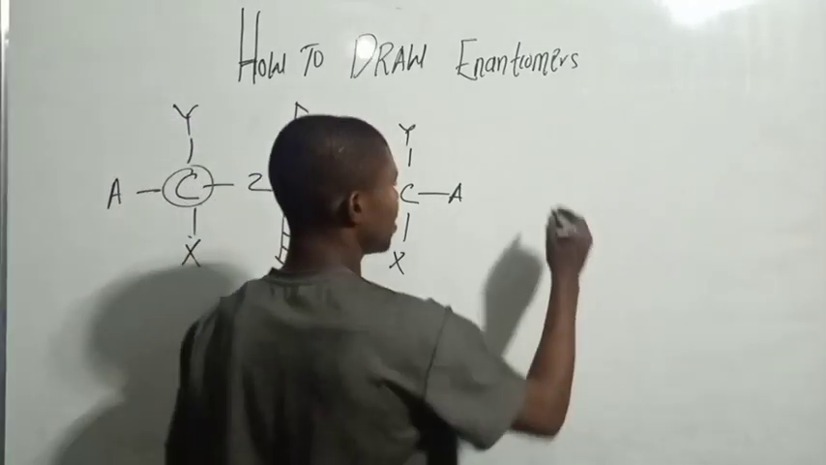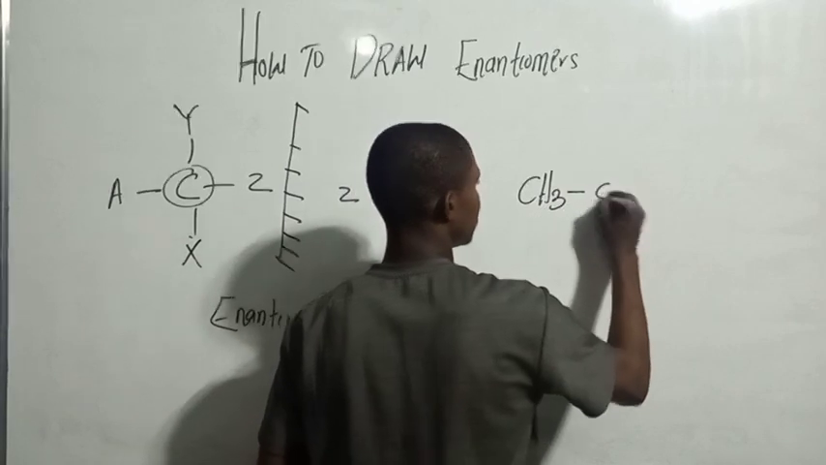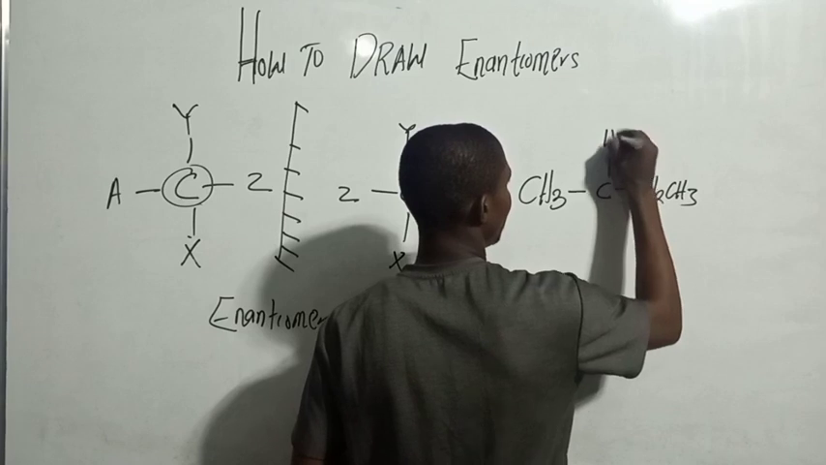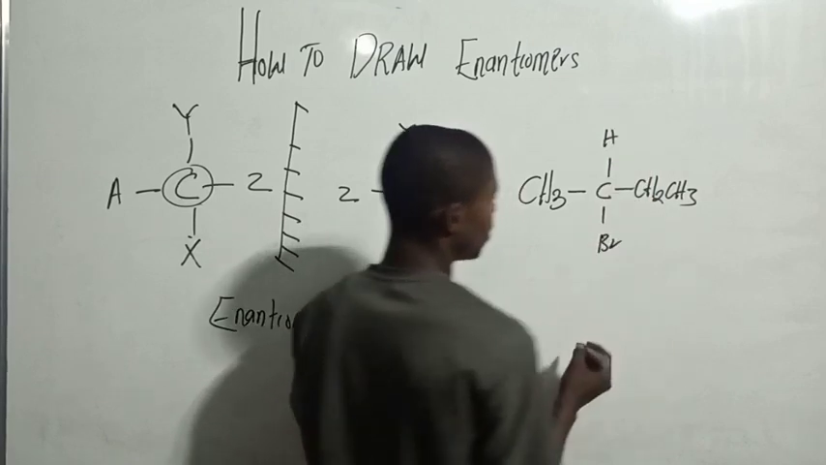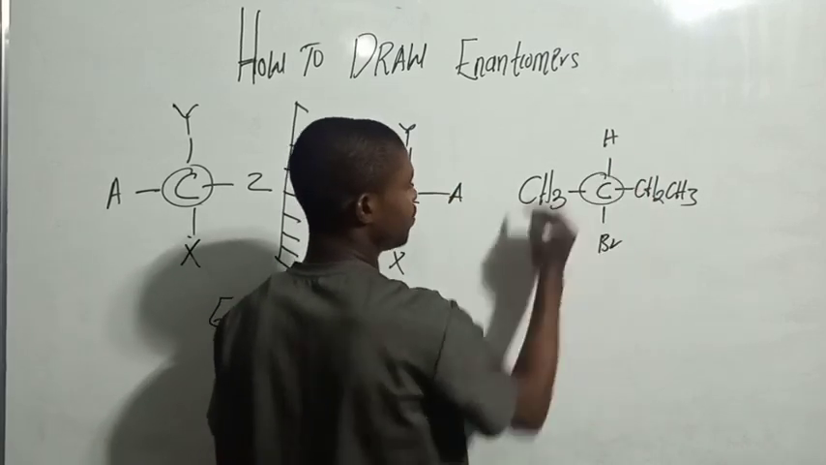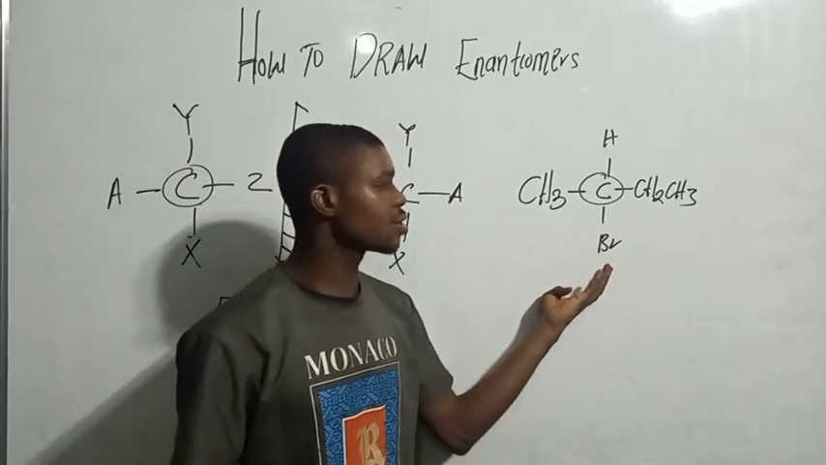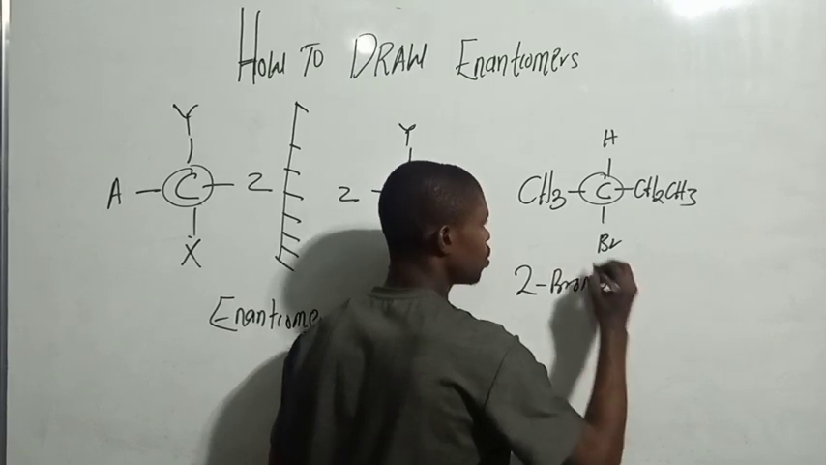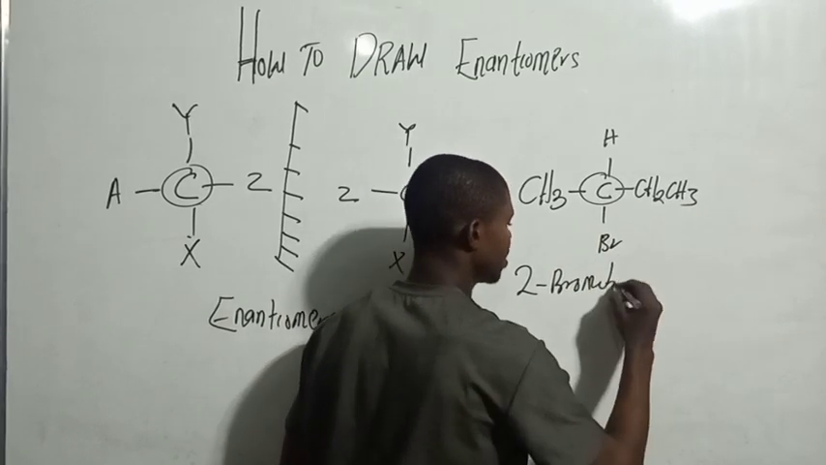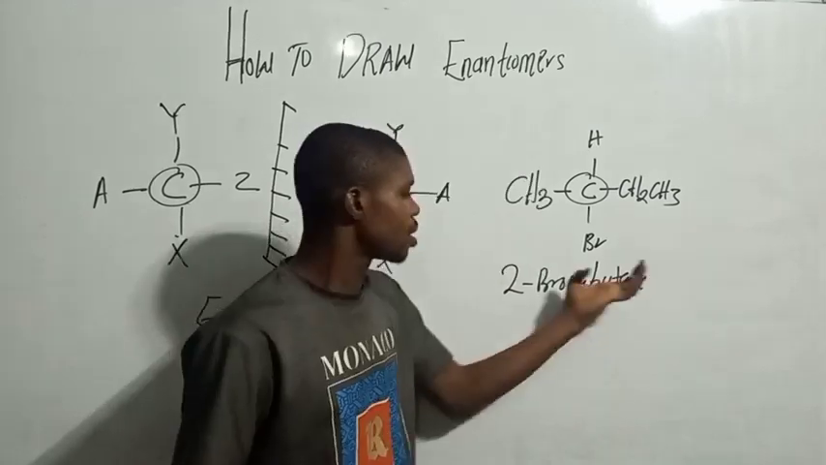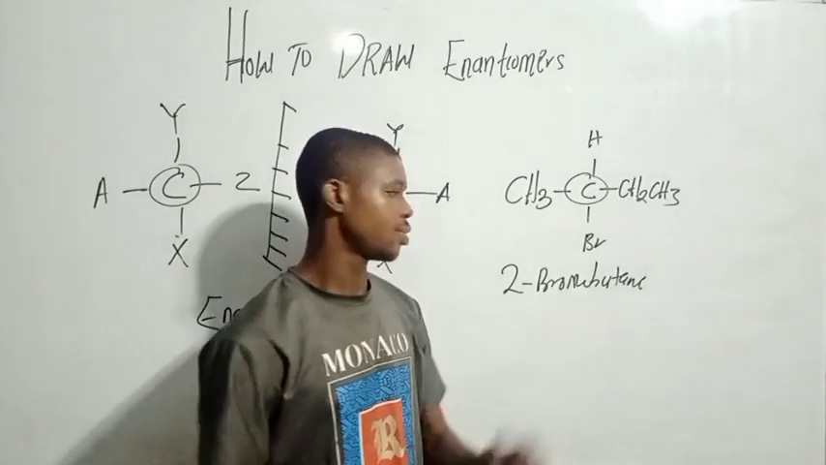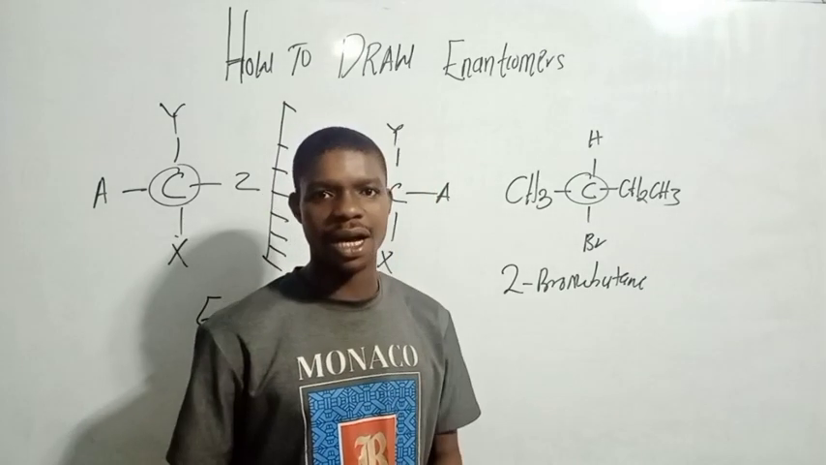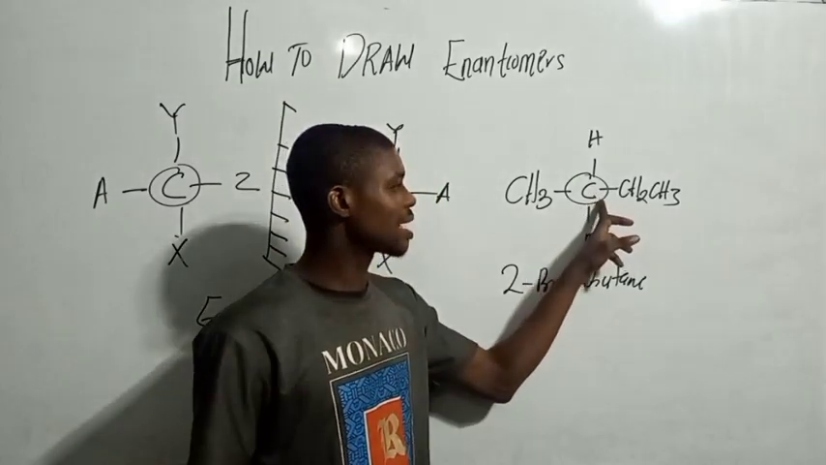For example, here we have CH3, here we have CH2CH3, here we have H, and here we have Br. You can see that this carbon atom has four different groups. The name of this molecule is 2-bromobutane. This is a chiral molecule, and it has one chiral center.